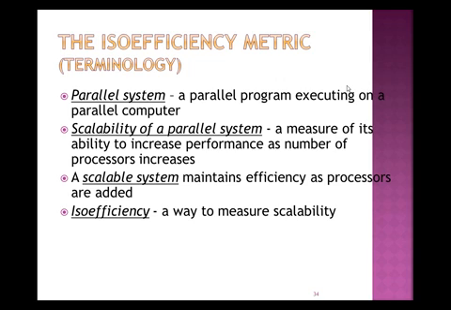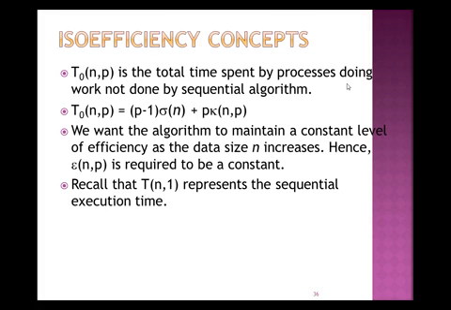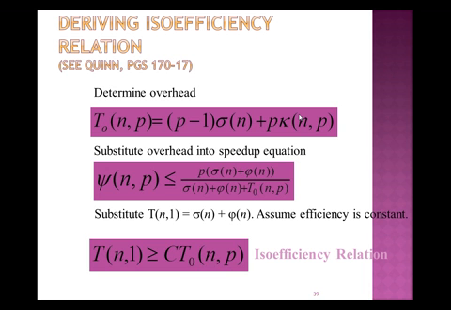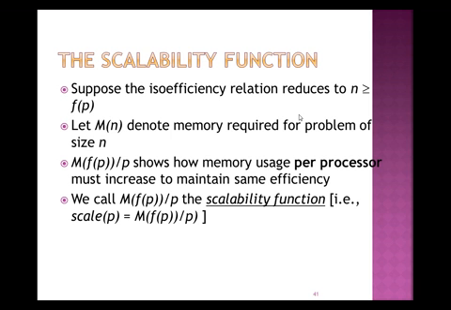What is the isoefficiency metric that is used, or what are the metric problems, or what is the measurement that is used, that is parallel system, scalability, scalable system, isoefficiency. These are the different notations that are used in the isoefficiency relationship. These are the multiple concepts that are used. One is your T0 NP, that is the formula, P minus 1 selection operation N plus PK NP. This is the isoefficiency relationship. These are the main steps.